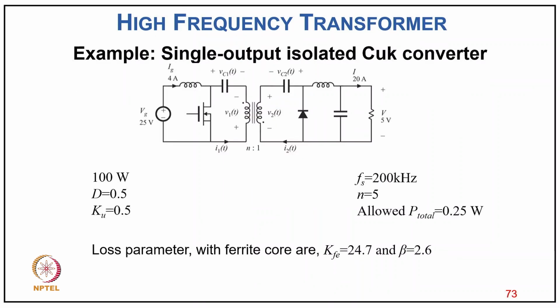So now coming to another example of a single output isolated Cuk converter. As you can see in the diagram, we have a transformer here. The rating is 100 watt, duty cycle 0.5, Ku is 0.5, switching frequency 200 kHz, turns ratio is 5, and allowed P total is 0.25 watt. So now the loss parameters with the ferrite cores are Kfe equal to 24.7 and beta equal to 2.6.